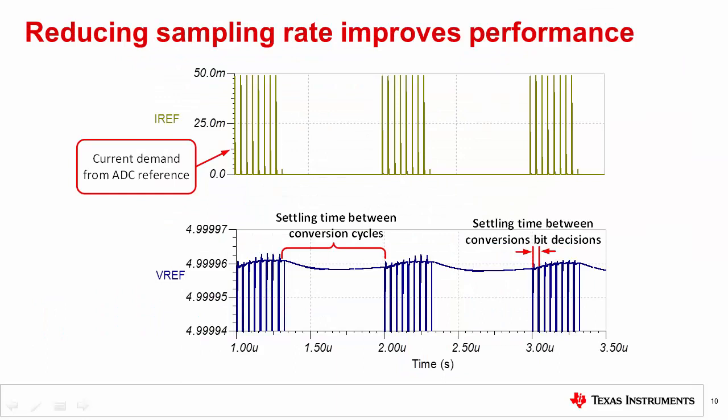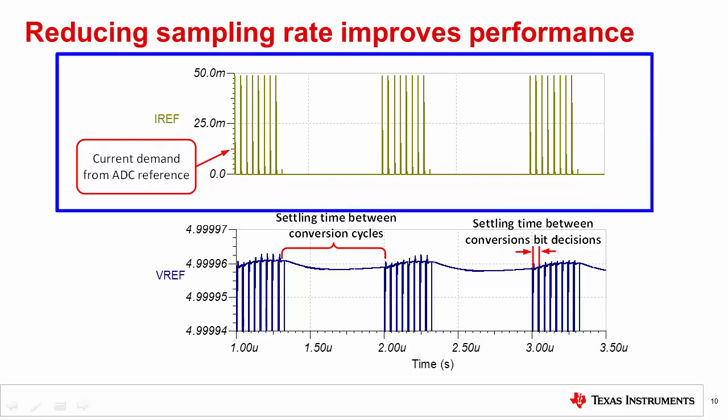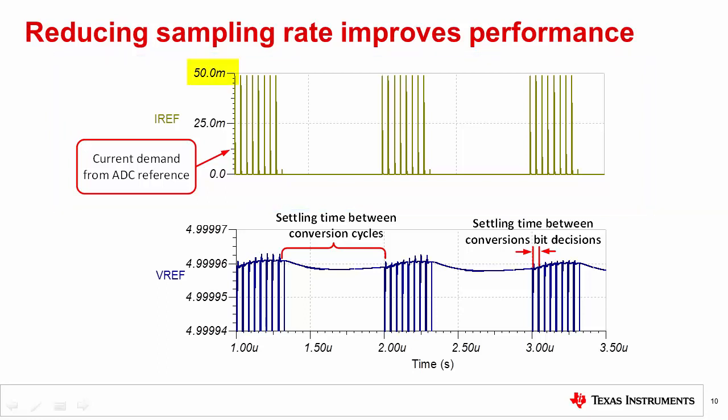In the previous slide, you noticed that the data converter AC performance improved as sampling rate decreased. This is because the reference has time to fully settle when the sampling rate is decreased. Looking at these graphs, you can see at the top graph the current drawn by the ADC reference input. There is a large, rapid 50 milliamp current transient for each bit decision. Each group of current transients represents one conversion cycle.